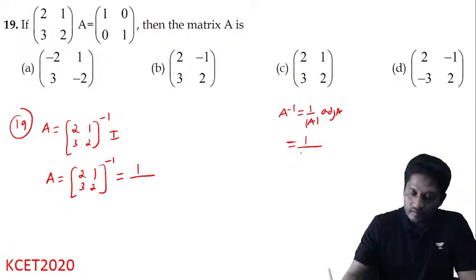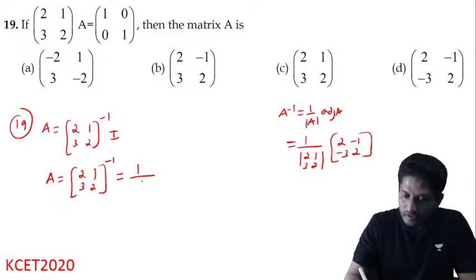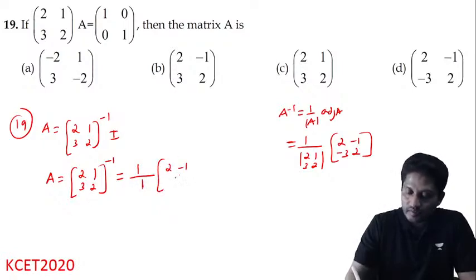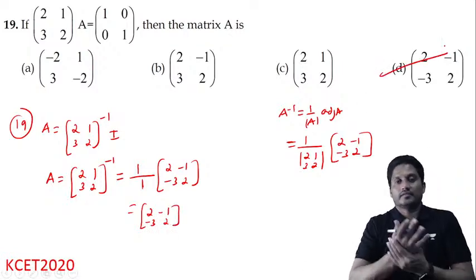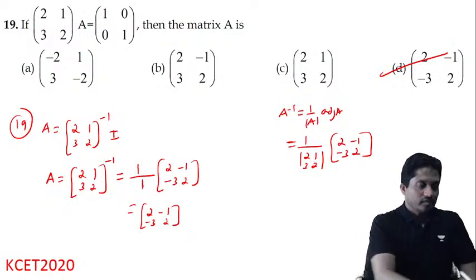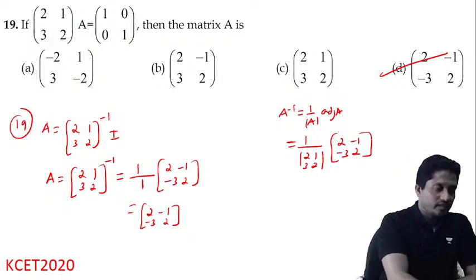So this is equal to 1 by determinant of 2 1 3 2, and the adjoint will be: interchange the diagonal elements and change the sign of the other elements, giving 2 minus 1 minus 3 2. So this should be equal to 1 by 4 minus 3, which is 1, into 2 minus 1 minus 3 2. So the matrix will be 2 minus 1 minus 3 and 2. That is, answer is option D. Alright, let's move to the next question.